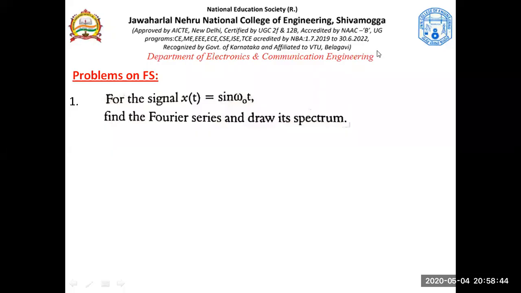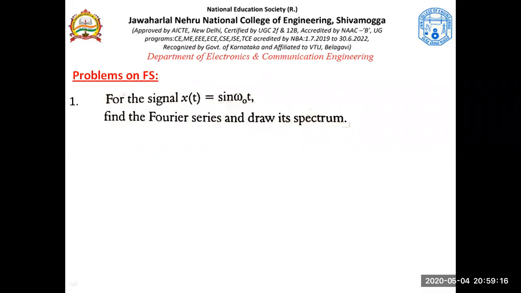Hello, everyone. After seeing the properties of Fourier series, let's look into some of the problems, wherein we will be asked to find out the Fourier series coefficients X of k, which is in frequency domain. Now, the first problem is this, wherein a signal x of t is given, that is sine omega naught t.